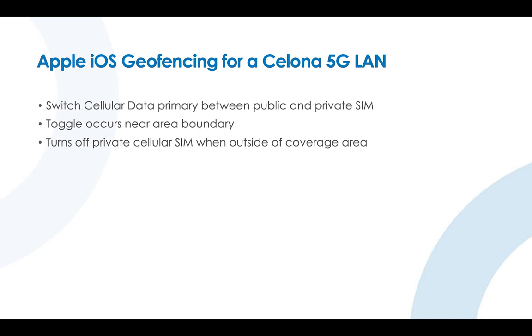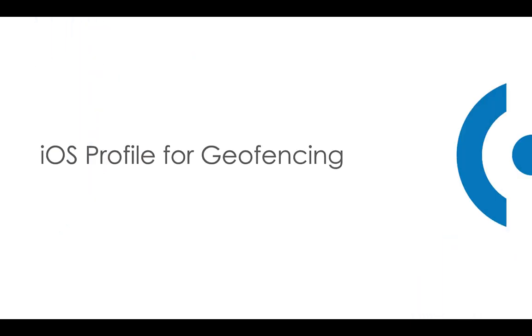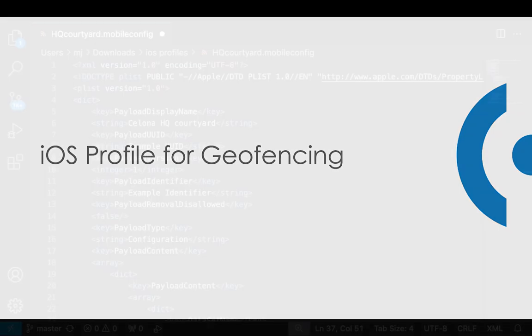The geofencing functionality will also turn off the Celona SIM when outside the defined areas of coverage. This helps save battery by preventing unnecessary scanning for signal from a Celona radio when outside of known coverage areas. Let's look at the iOS profile that I use for this demonstration.